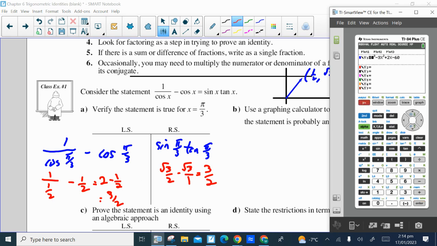So what this means, if we take our graphing calculator and we put both equations or both statements in there, the two graphs should be the same. So y1 would be the left side, the left statement. I'm going to use brackets to keep 1 divided by cosine x together as a term. So I close the bracket on the x, I close the bracket on the term, minus cosine of x. So I put the left side of the statement in y1. I'll put the right side in y2, which is sine x times tangent of x.